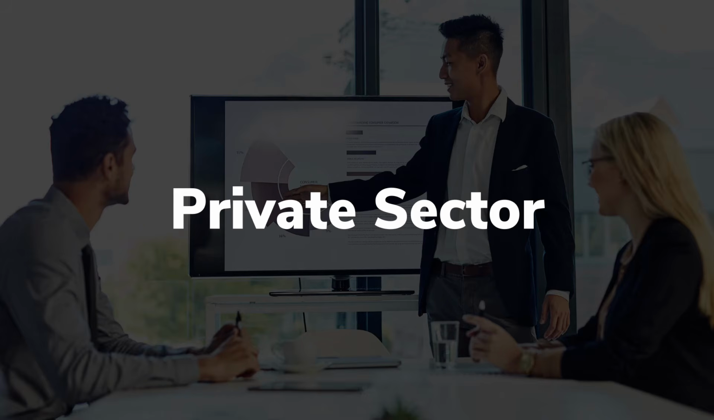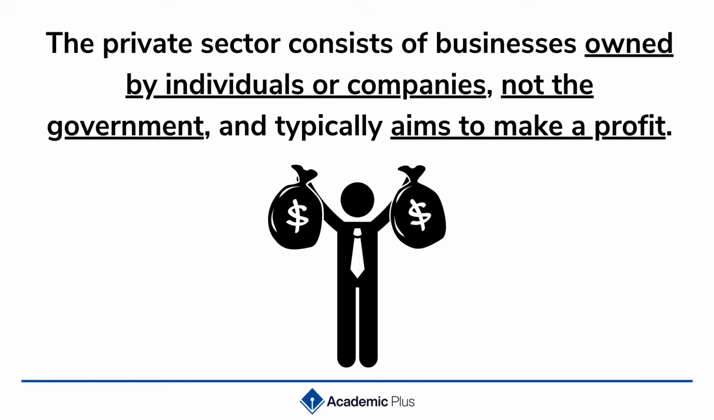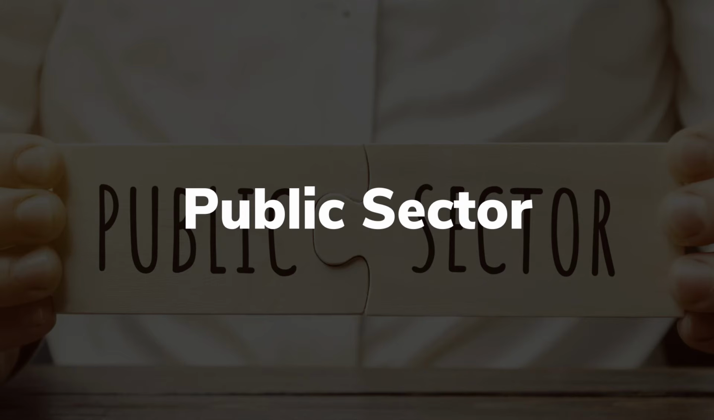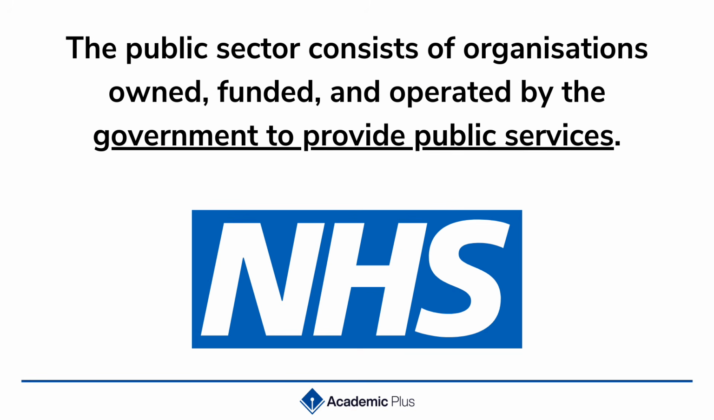Now, starting off with what actually is the private sector? Well, it's kind of in the name. The private sector consists of businesses that are owned privately. And when I say privately, they are not owned by the government. So a lot of these companies, private limited companies, public limited companies, their main aim is to make a profit to benefit the shareholders. Whereas when we look at the public sector, these are organisations that are owned and funded and operated by the government, not to make a profit, but to provide those public services. An example of a public sector organisation is the NHS.